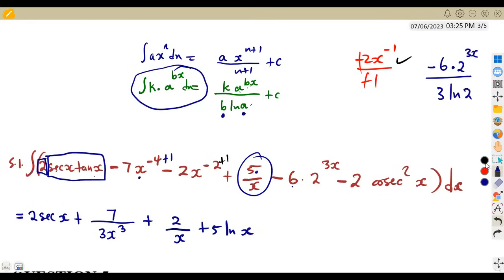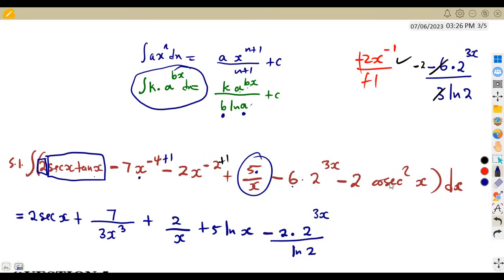You can just leave your answer like this, or you can simply divide 3 into negative 6. This is going to give us negative 2. So at the end, we are going to have our answer as negative 2 times 2 to the exponent of 3x, everything over the ln of 2. Or you can simply write it as it was, minus 6, this and that as it is here, which is fine. So this is how you integrate, guys, each and every term.